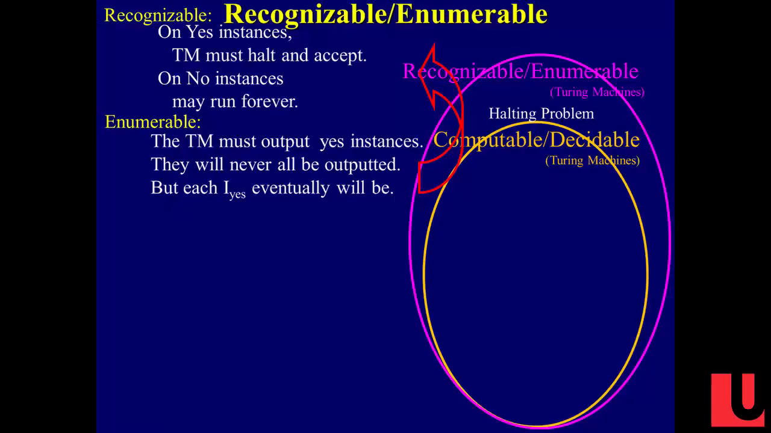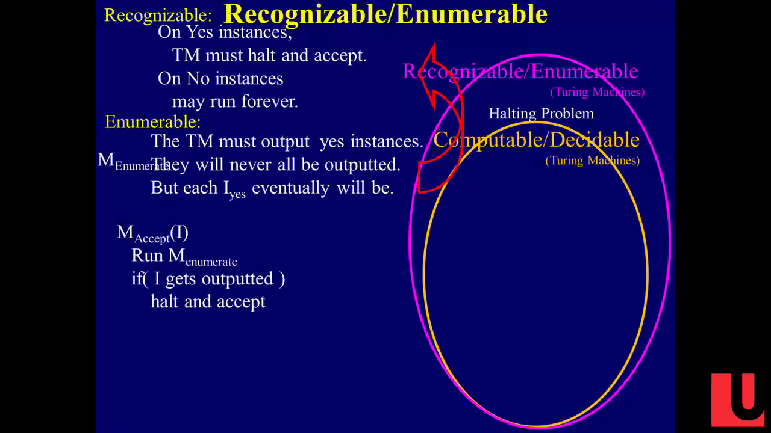So you run this Turing machine here, right? Given an input I, you run the enumerating program, and if I ever gets outputted, then halt and accept, right? Now, what does this program do? If I is a yes instance, then eventually the enumerate program will get to it and will halt, right? If I is a no instance, you'll never get to it and you'll run forever.